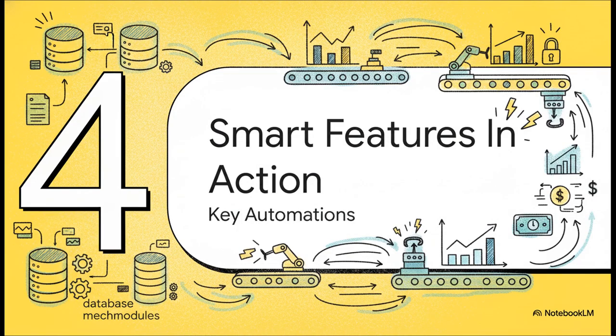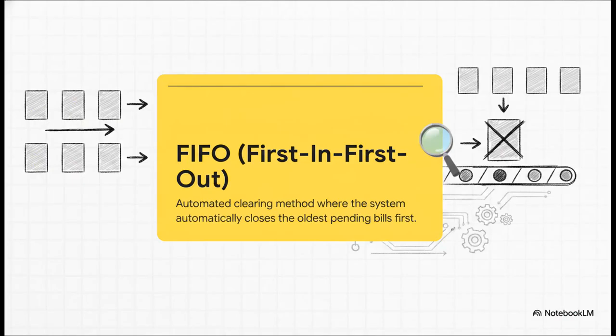Let's see how this actually works in Section 4, Smart Features in Action. One of the most powerful features here is automated FIFO Clearing. FIFO stands for first in, first out. In this architecture, it's an automated clearing method, where the system looks at incoming payments and automatically closes the oldest pending bills first, without a human ever having to click a button or match a cell.